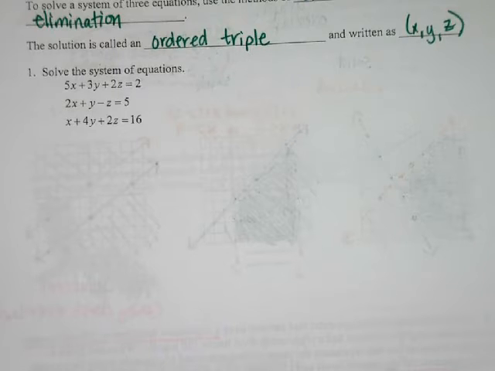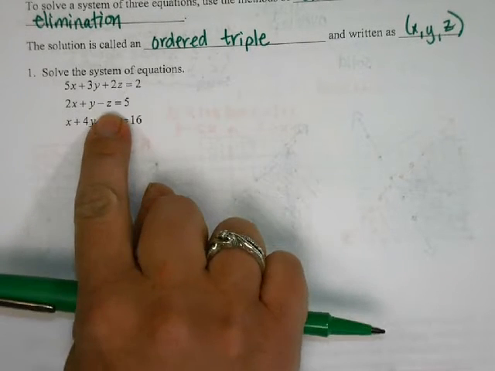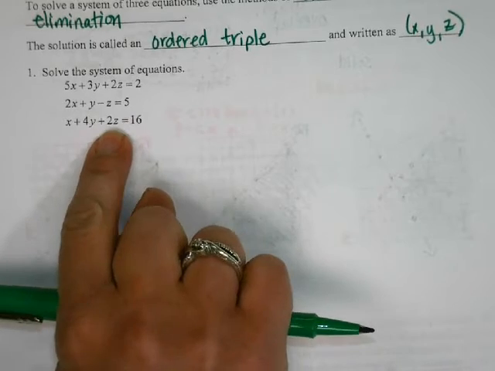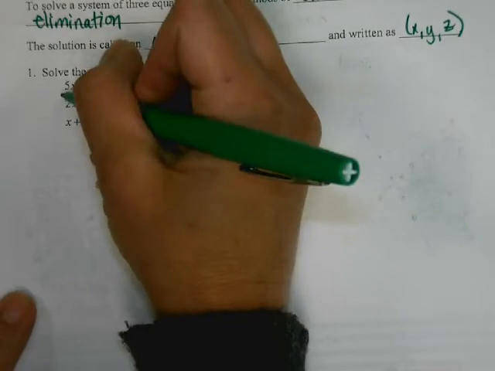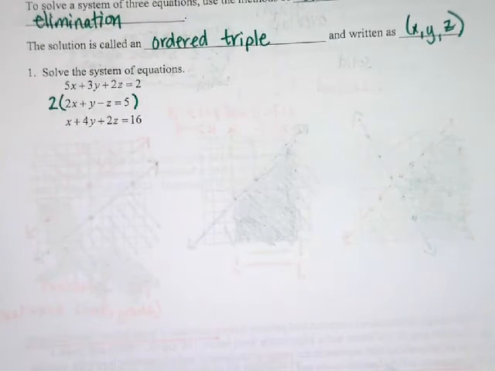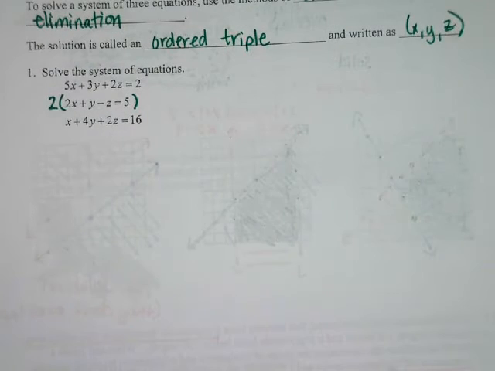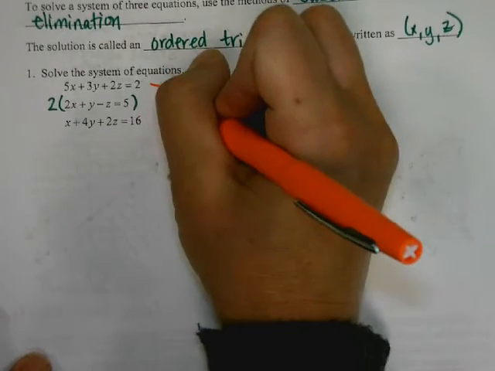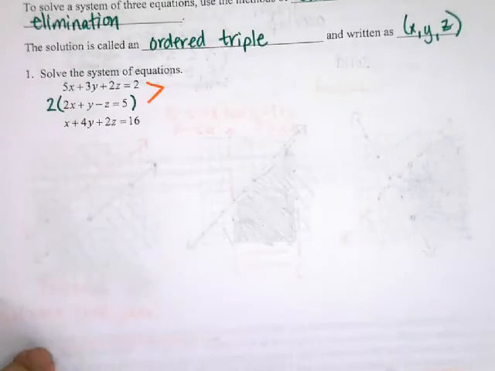So what variable looks like it might be the easiest to get rid of? Z, right? Z is pretty nice. I've got a 2z, a negative z, and a 2z. So if I just multiply this guy by 2, he'd be easy to get rid of, right? Alright, so I'm going to do that. But I'm going to work with groups of 2 equations at a time. So I'm going to work with the first 2 first.